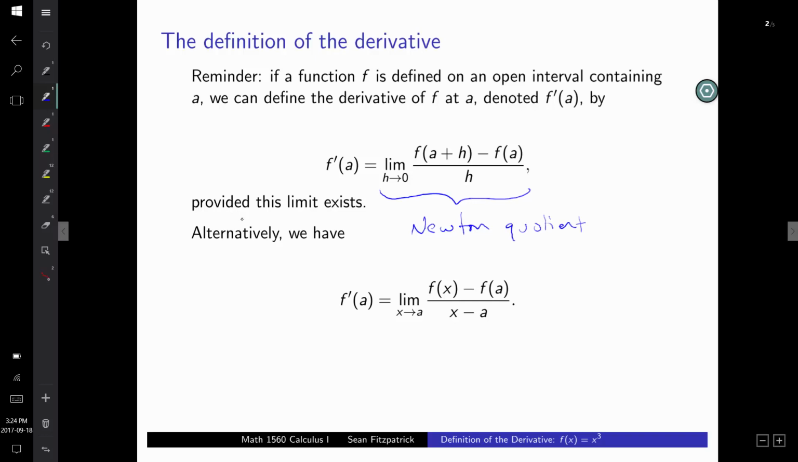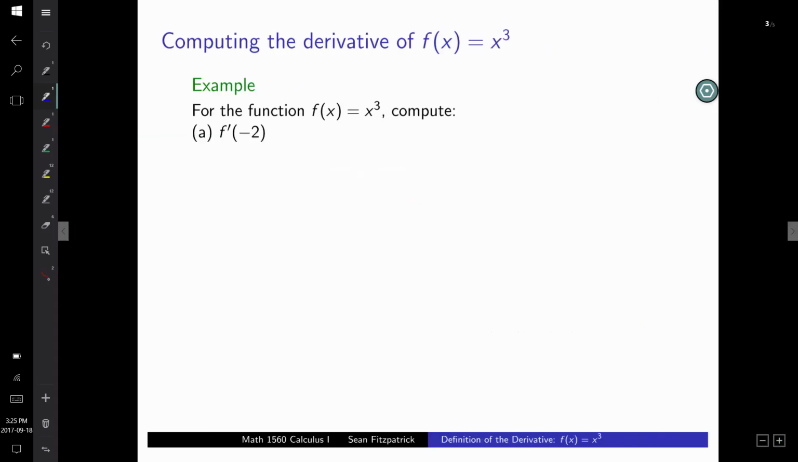But this is an equivalent definition, and the only difference between them is that here we're setting x equal to a plus h, right? If you make that substitution, you can see that these two limits are actually the same. Okay, so let's go ahead and compute this derivative. Now, first we're going to do it at a particular point, and I can use whichever formulation I want here, but let's use the first one.